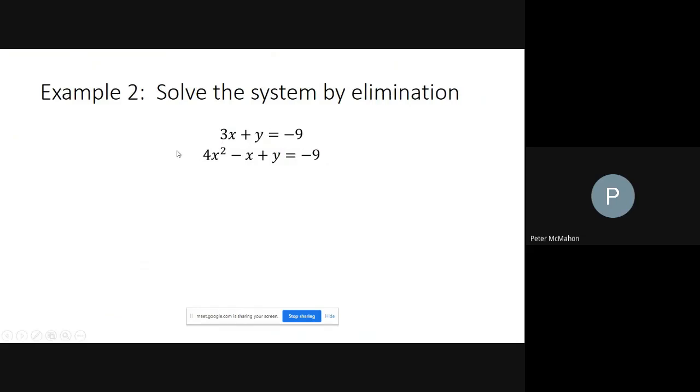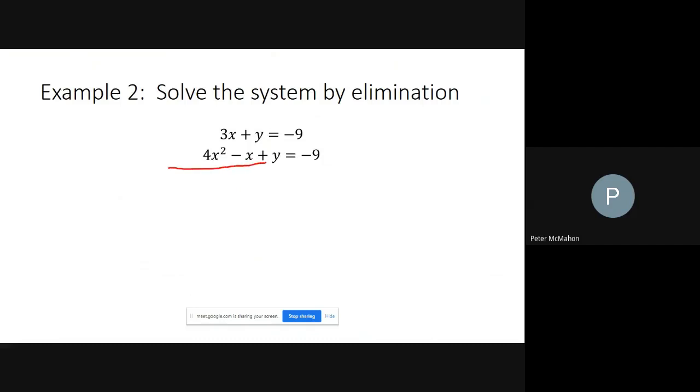Now we're going to look at the exact same system and solve it by elimination. If you remember, solving by elimination means we either add or subtract two equations in order to eliminate one of the variables. The trick is that I have an x and an x squared in this one, so eliminating x is going to be very difficult, but I have a y here and a y here. If I subtract these, the y's will disappear.